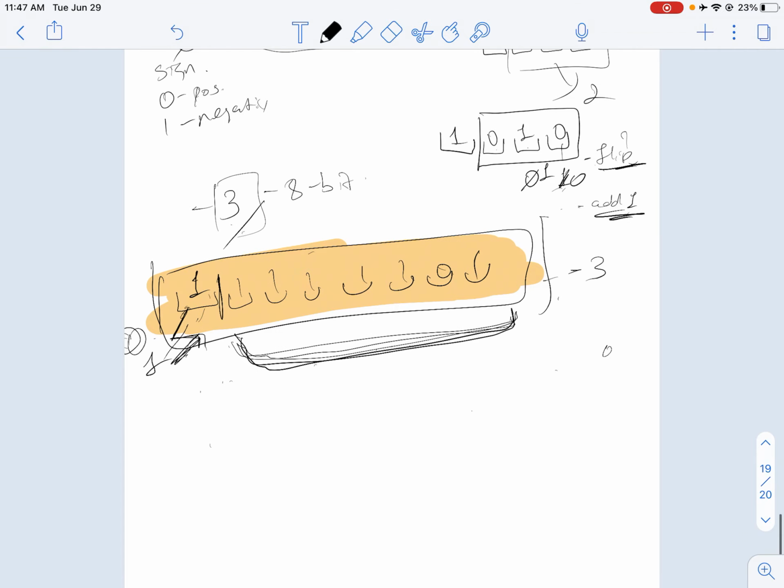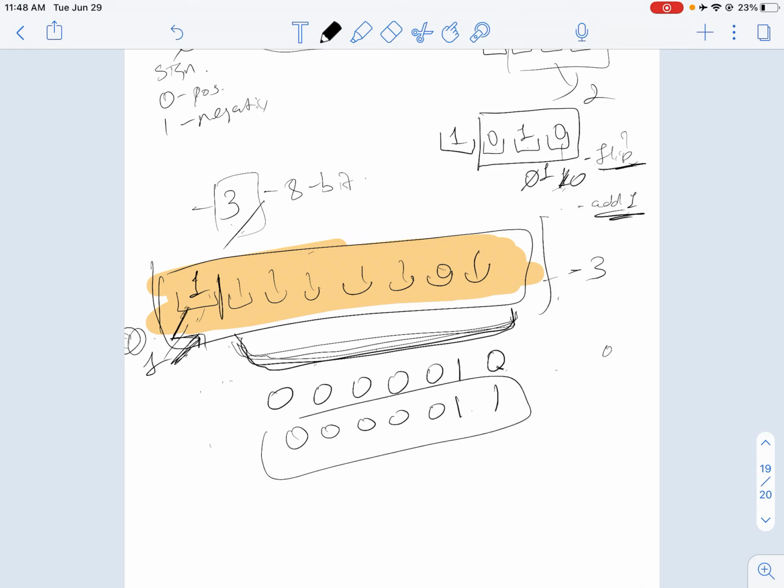I flip the bits, and I add 1, to the next available 0, and so I know this is 3, which gets me back to negative 3. So the conversion is the same.